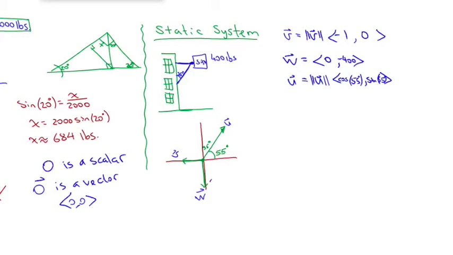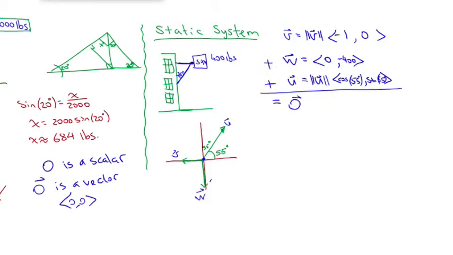0 scalar, 0 times anything is 0. 0 times a vector makes the 0 vector, 0, 0. The vector has no magnitude and no direction, but it's still considered a vector. It literally just becomes the origin. So I want that object to go absolutely nowhere, so the sum of these vectors has to be the 0 vector. So when I add these all together, the resultant answer should be the 0 vector.